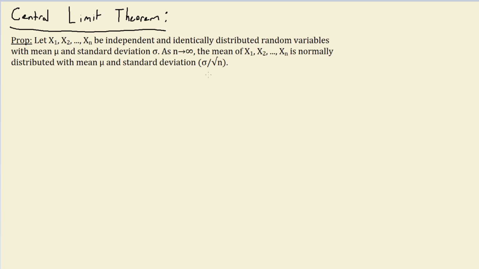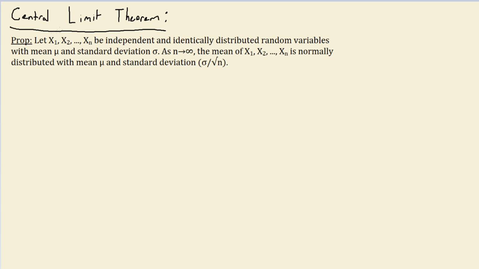We have a proposition that tells us if we have n independent and identically distributed random variables, each with a mean of mu and a standard deviation of sigma, then what the Central Limit Theorem tells us is that if we take the limit of the number of these random variables as it approaches infinity, then the mean of those random variables will be normally distributed with a mean of mu and a standard deviation of sigma divided by the square root of n.